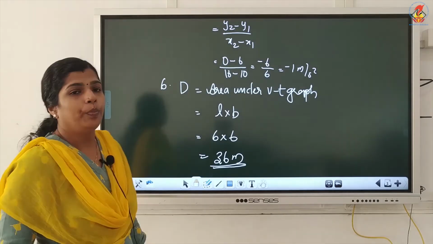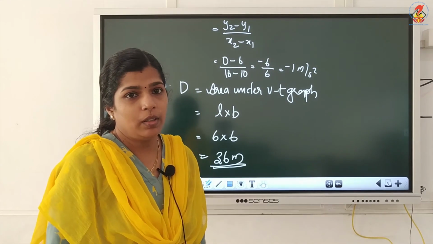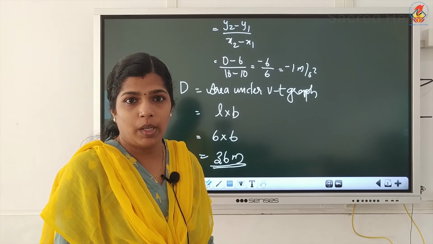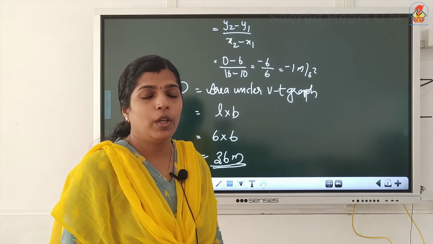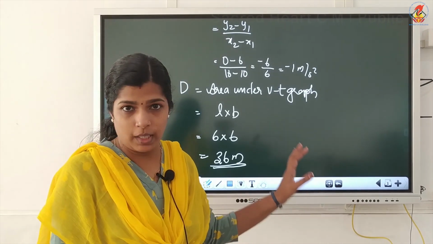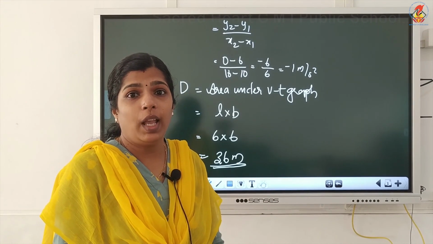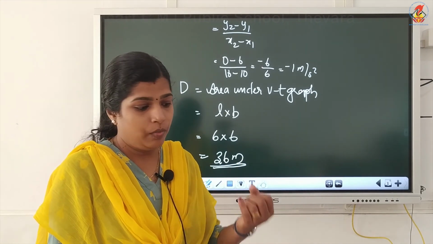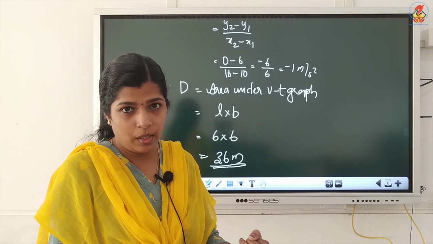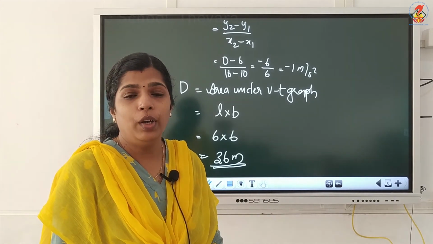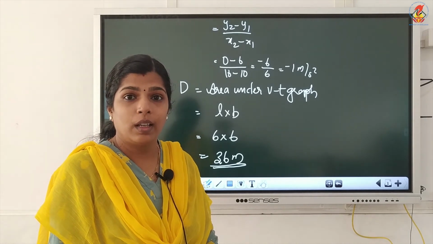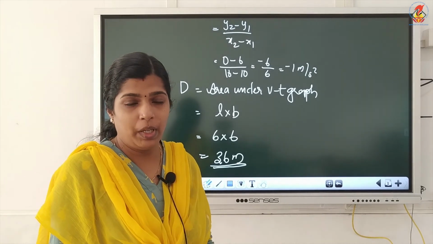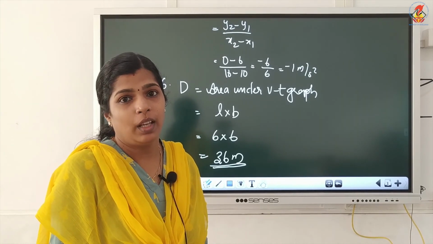Okay. So, if the question is about to find the acceleration, use the equation y2 minus y1 by x2 minus x1. If you are asked to find the distance travelled from the graph, just find the area under the velocity time graph. Means what's the shape of the area. If it is a rectangle, L into B, trapezium, half into A plus B into H, triangle, half into B into H. Depending upon the shape, you find the area.